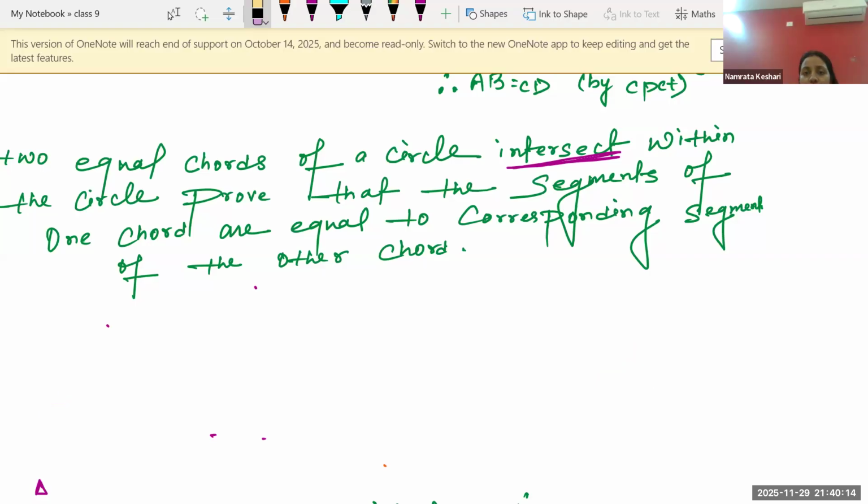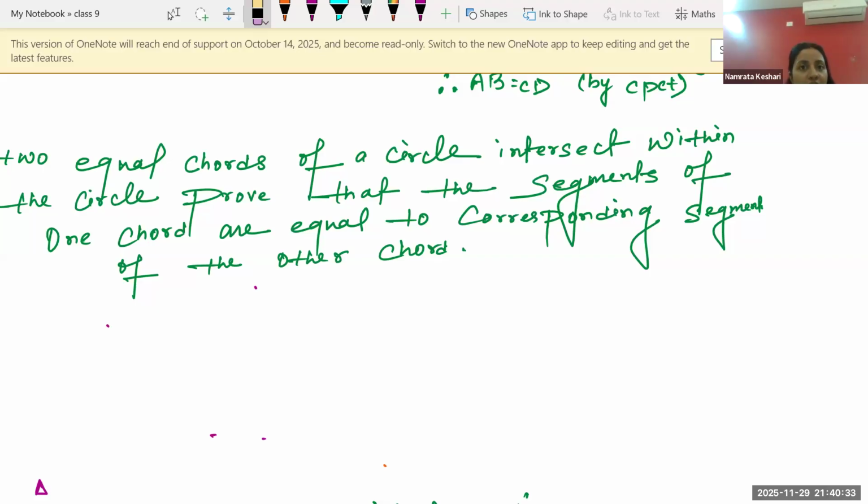Let me read the question. Two equal chords of a circle intersect within the circle. Prove that the line segments of one chord are equal to the corresponding segments of the other chord. I have read this complete question, but I am not getting anything at all.